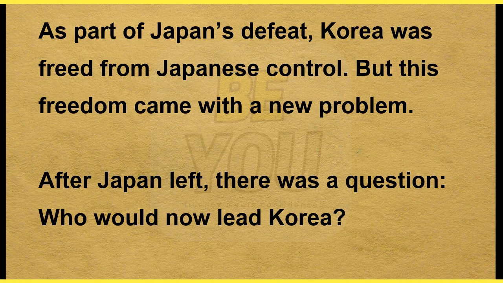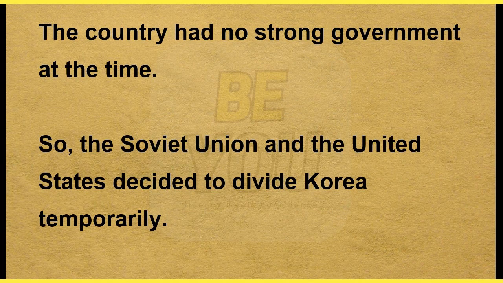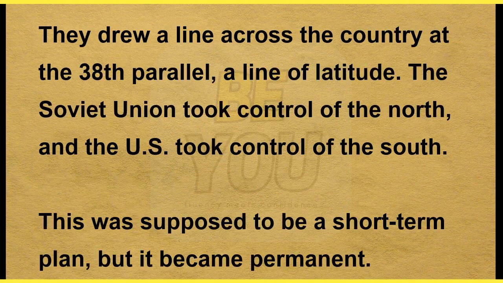But this freedom came with a new problem. After Japan left, there was a question: who would now lead Korea? The country had no strong government at the time. So, the Soviet Union and the United States decided to divide Korea temporarily. They drew a line across the country at the 38th parallel, a line of latitude.